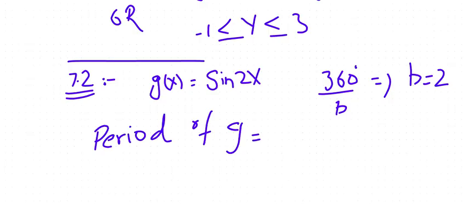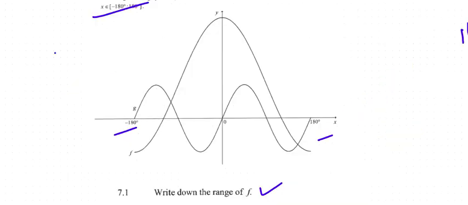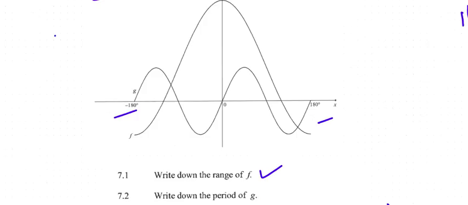So the graph of g completes two full cycles between minus 180 and 180. The overall interval is 360, so 180 is correct. As you can see over here, g completed two phases.